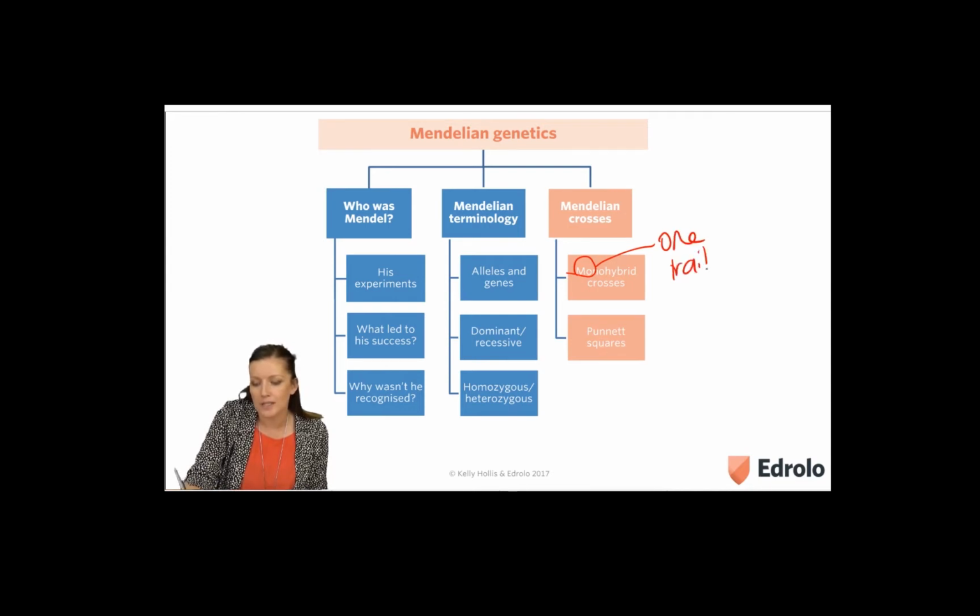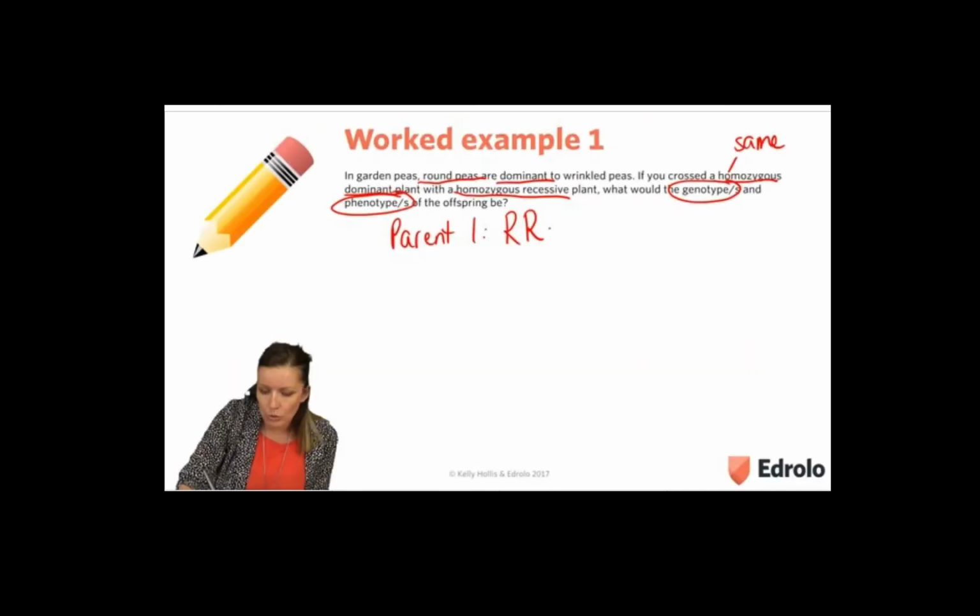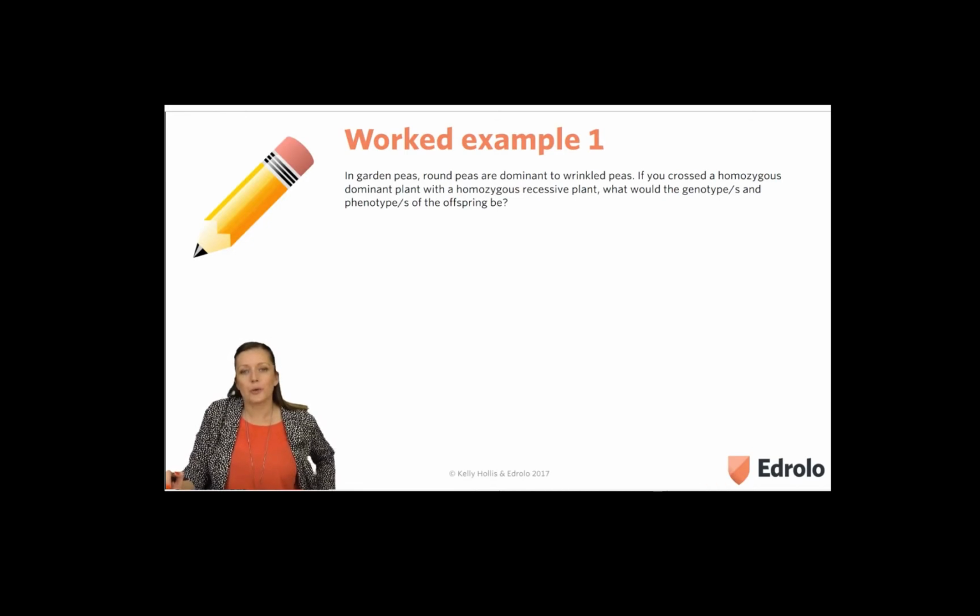So one trait, and we'll be using Punnett squares, which look a bit like a multiplication grid once we set them all up, in order to work out how those traits are passed from one generation to the next. So what we're going to do is work through a couple of examples together, and then you will have a go at doing some yourself.